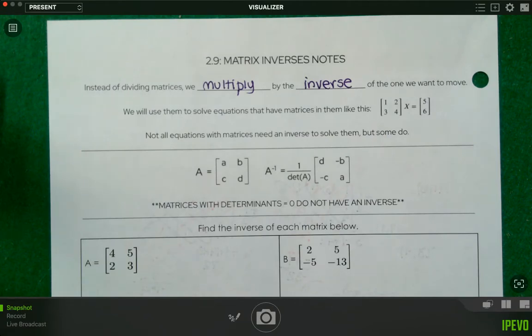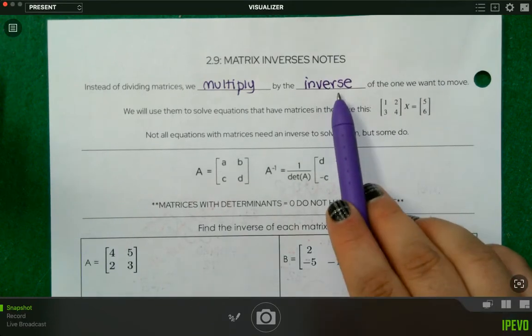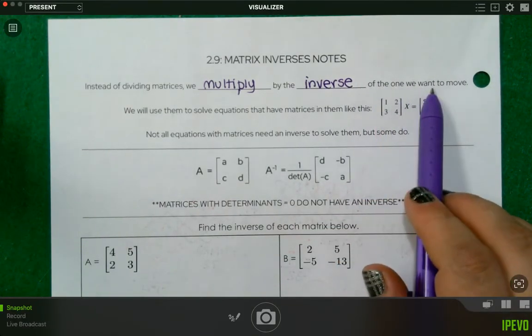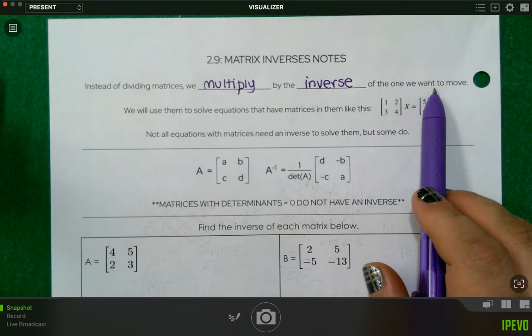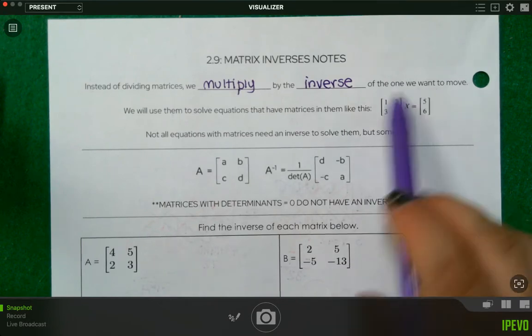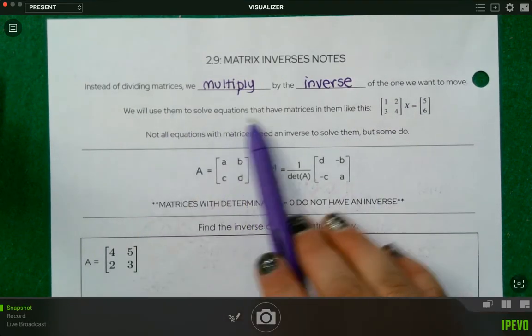This is important because we actually don't have a way to divide matrices, but we do have a way to multiply them. In fact, we already talked about it in lessons 2.2 and 2.3. And also, we're going to find the inverse of the one we want to remove, so whichever one you're looking to get rid of. For instance, we're going to use them to solve equations that look like this.